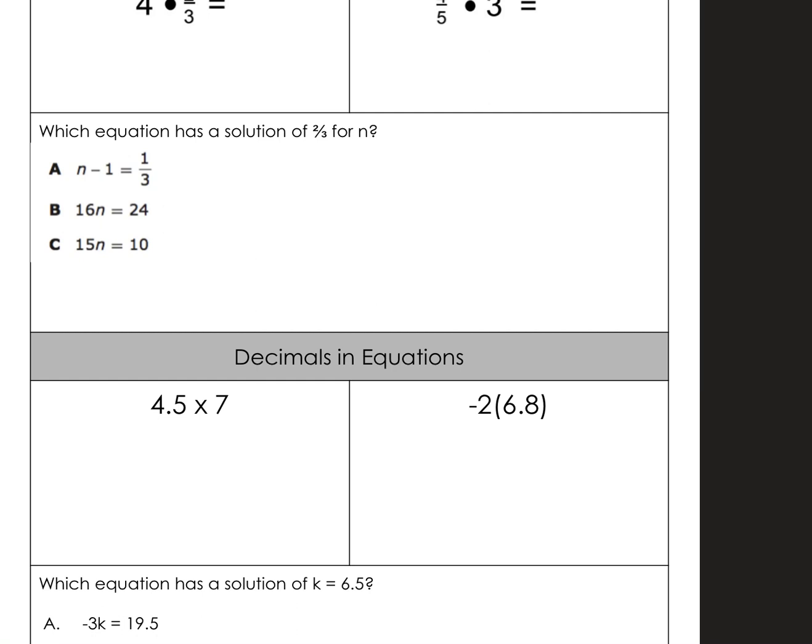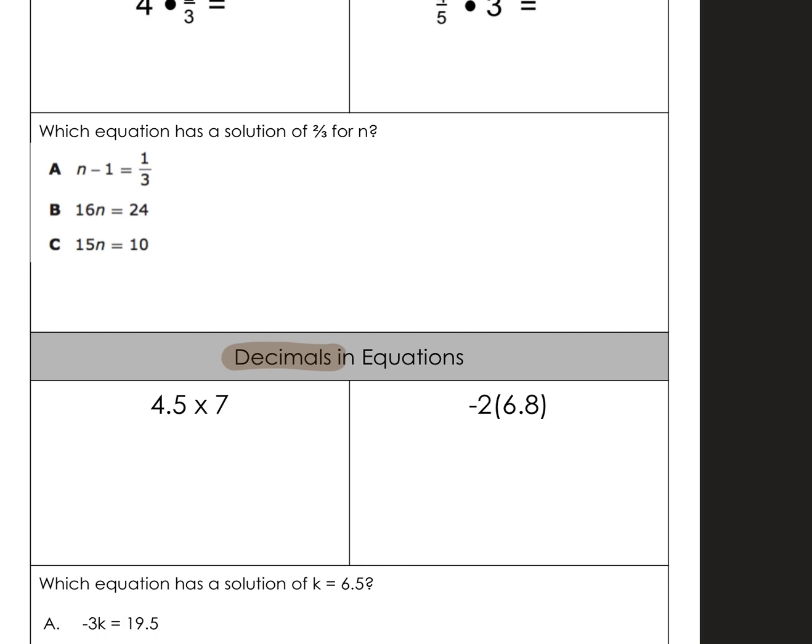Today we're going to continue talking about determining if an equation is true when given a value. But the difference today is going to be that we're going to introduce fractions and decimals into these problems. So first we're going to discuss fractions and give a quick refresher on how to multiply them.